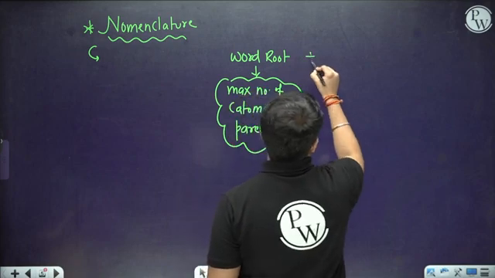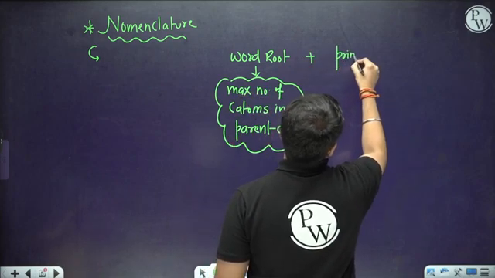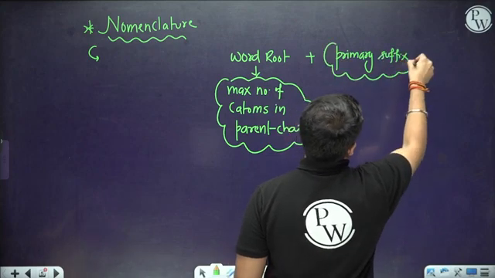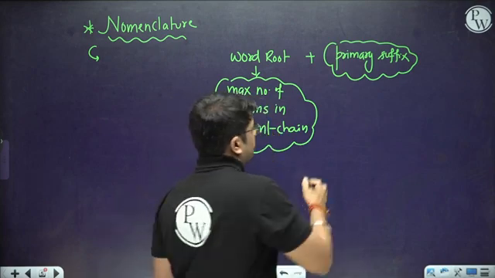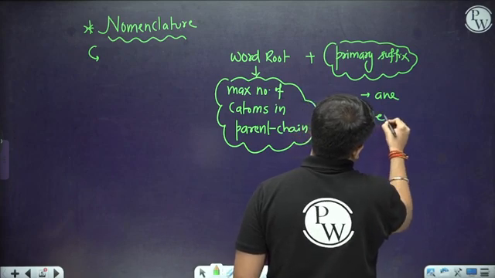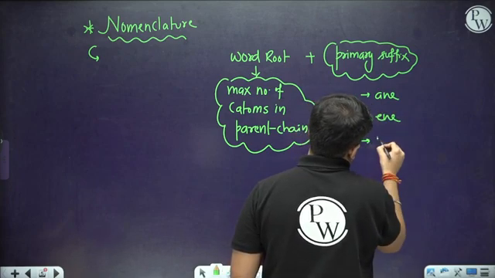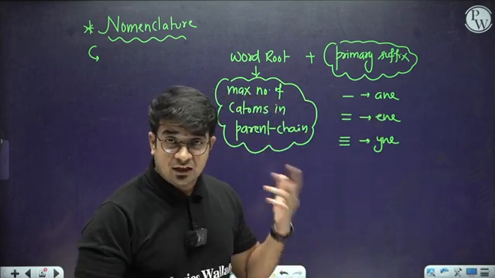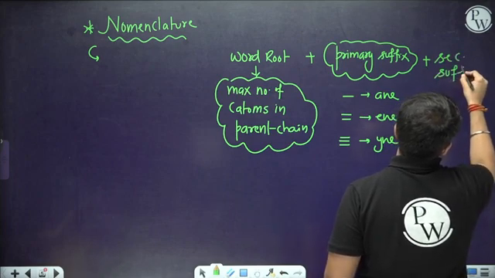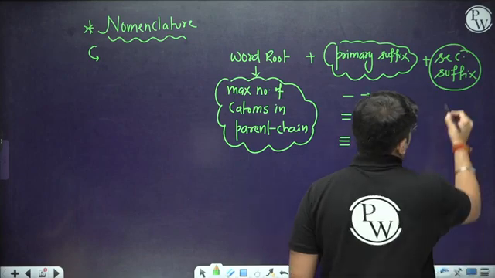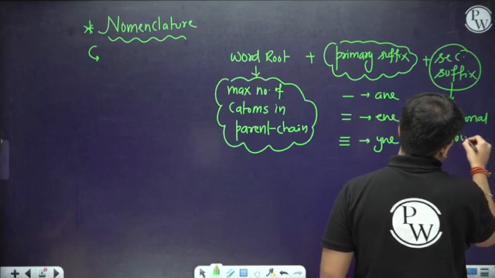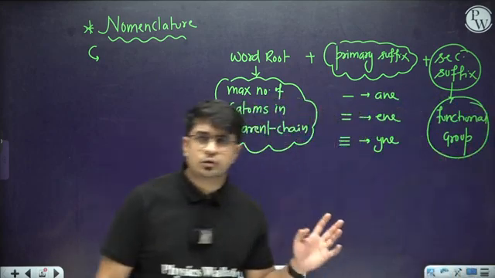Then you are going to use the primary suffix, because we are talking about only hydrocarbons, so that part is relevant. If we have a single bond, it is ane. If a double bond, it is ene. If we have a triple bond, it is yne. If we have other functional groups also, then we can use a secondary suffix, which talks about the presence of a functional group. But we are talking about only simple hydrocarbons, so we are not going to include that part.